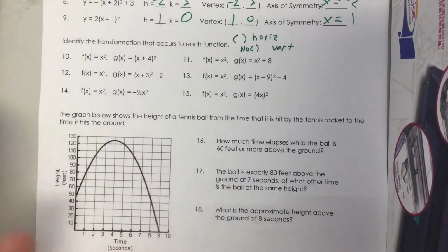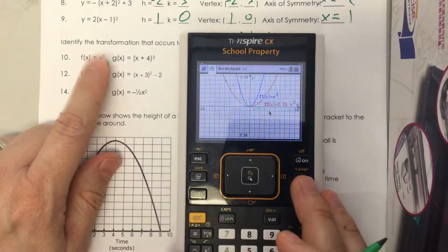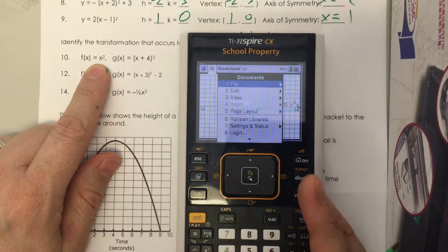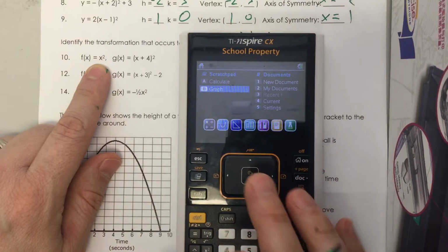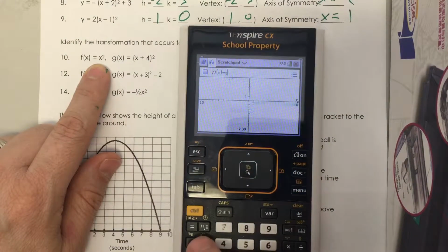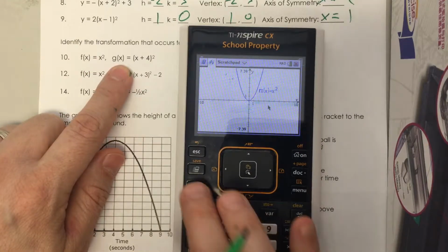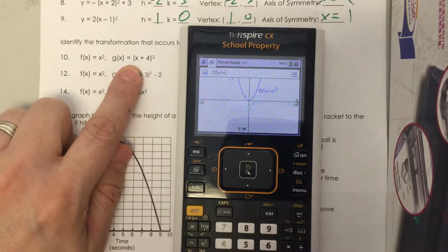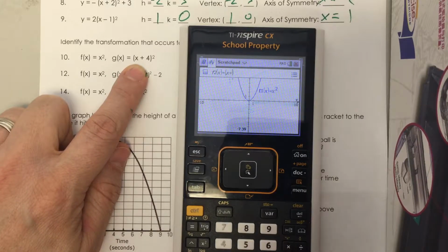All right? Getting the actual change that happens is easy because you can graph both of these. Now we know this is the parent function, y equals x squared. So I'm going to go to y equals x squared. That's my parent. That's where I start. Now I'm going to graph another one and see what happens. So y equals, I'm going to type in what I see, (x plus 4) quantity squared.